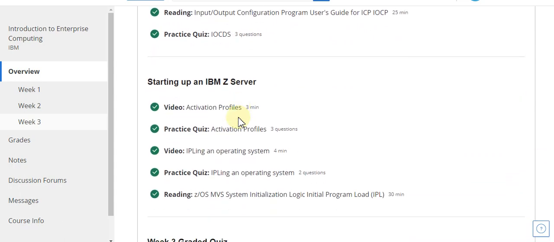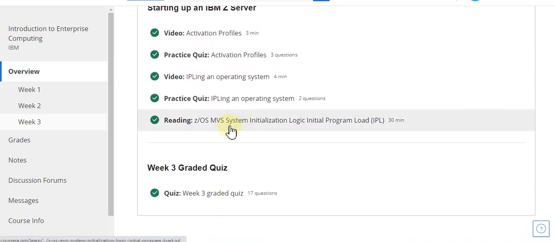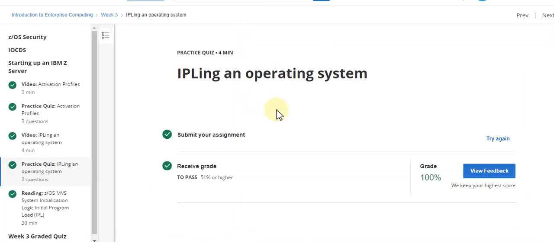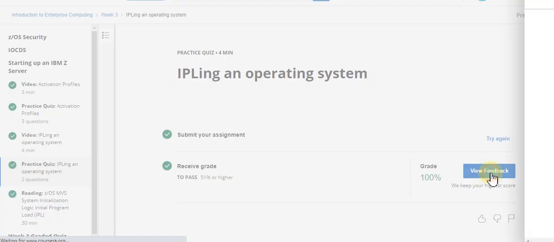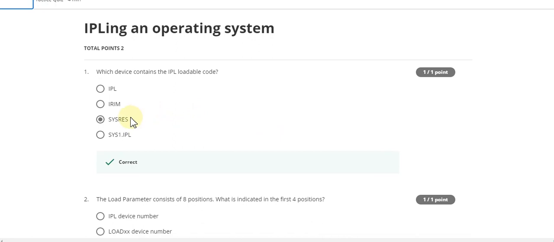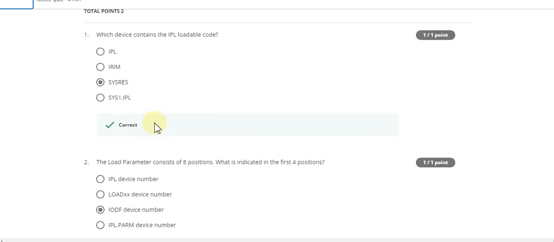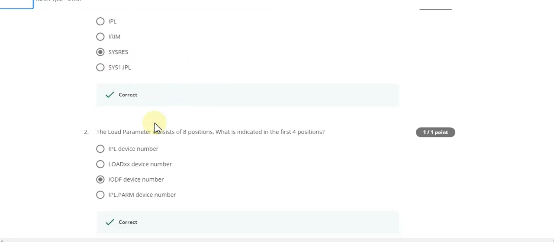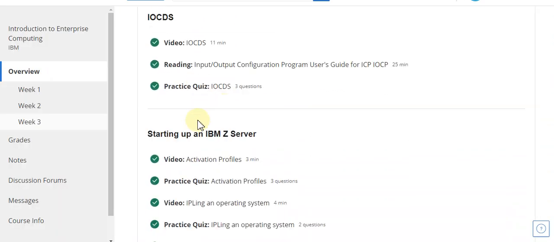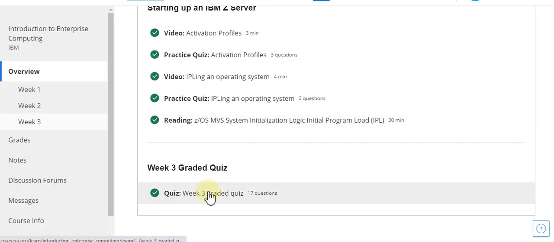And the practice quiz is IPL and operating system. The first question answer is SYSRES. And the second question answer is the IODF, device manager. Now go to the week 3 final quiz solution, the week 3 graded quiz answers.